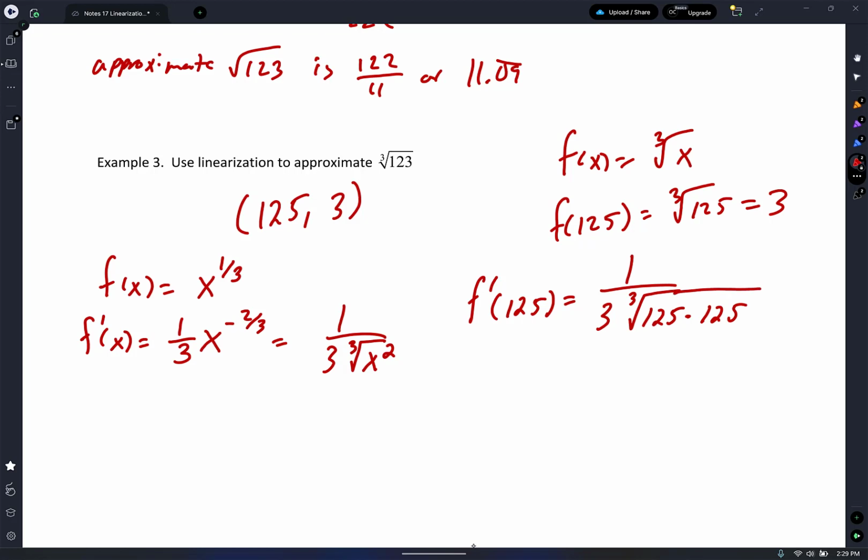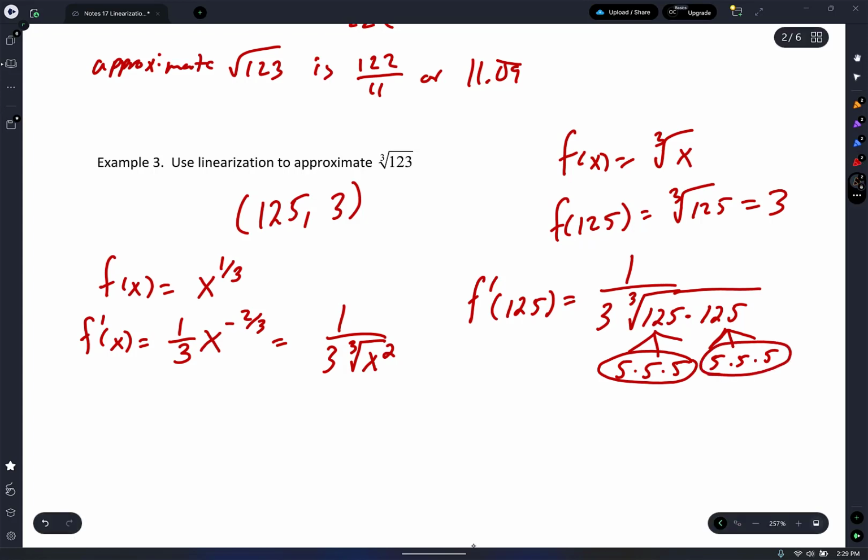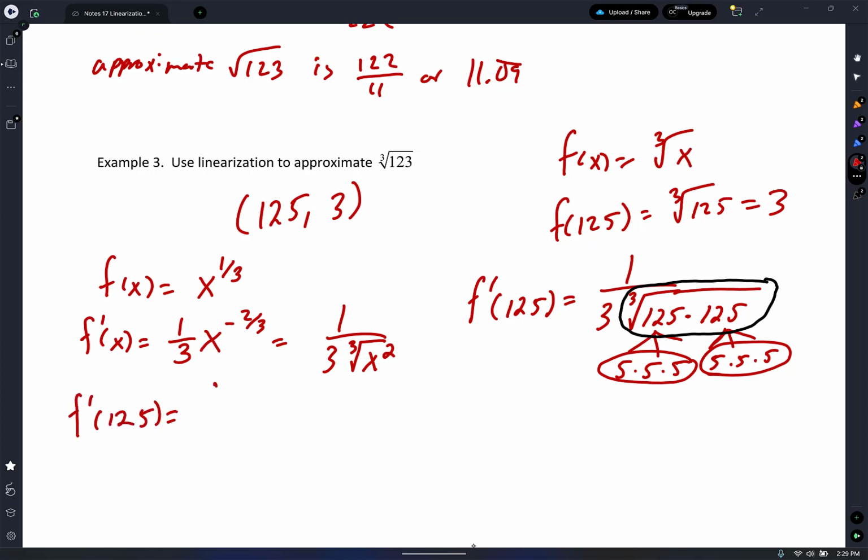Are we okay so far? I haven't done anything crazy. I know that the cube root of 125 is 5. And look, I got a perfect set here. Group of 3, group of 3. So this right here that I'm circling just becomes 5 times 5, which is 25. And what's 25 times 3? So there it is. 1/75.